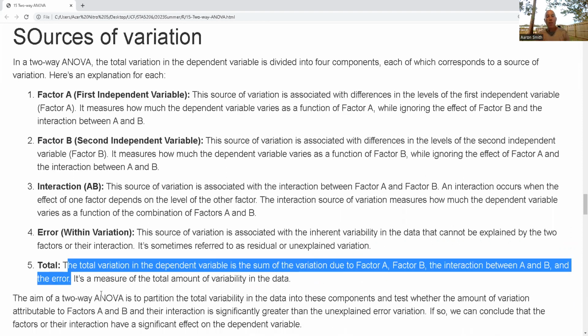The aim of two-way ANOVA is to partition the total variability in the data into these components and test whether the amount of variation attributable to factor A and factor B and their interaction is significantly greater than the unexplained variation for error. If so, we can conclude that the factors or the interaction have a significant effect on the dependent variable.